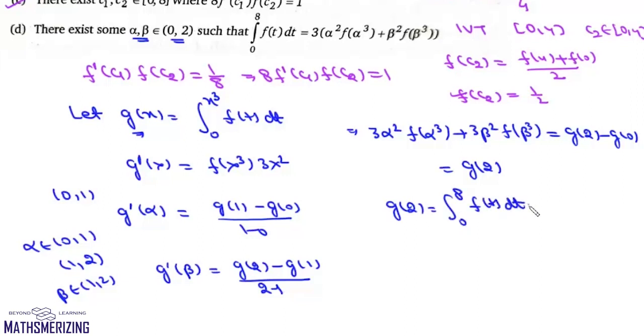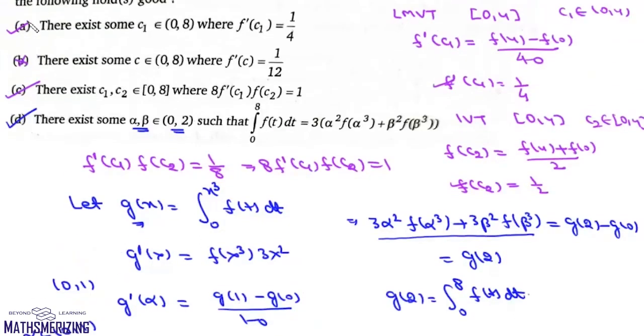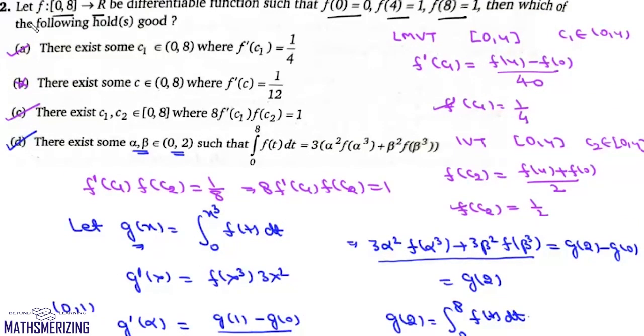of f(t) dt. So from here we can say this integral from 0 to 8 of f(t) dt will be equal to 3 alpha square f(alpha cube) plus 3 beta square f(beta cube). So that means this option D is also correct. So correct options are A, C and D.